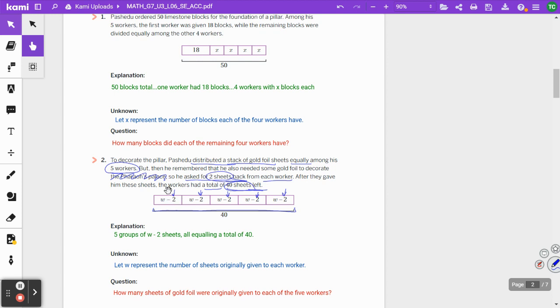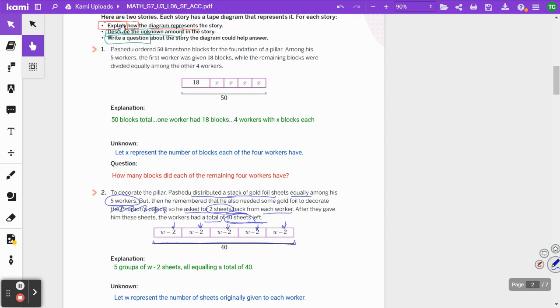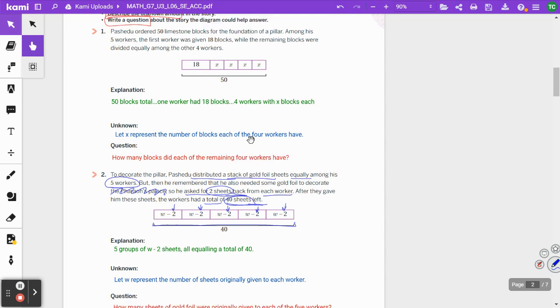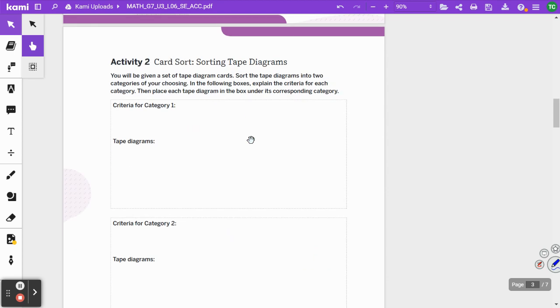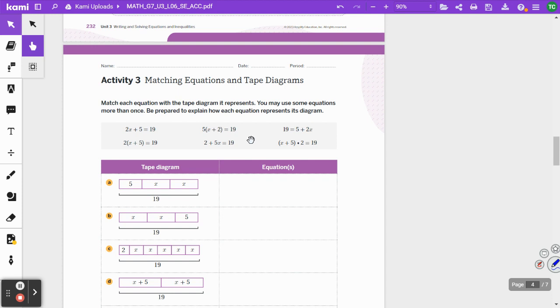I have a feeling you guys are already trying to write equations out, but notice it didn't ask us to write equations. Explain how the diagram is representing the story, describe an unknown amount, and write a question for it. All right, we're going to skip activity 2, folks. Go on to page 233. Pause if you need, come back when you're ready.